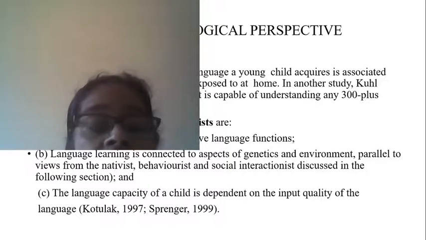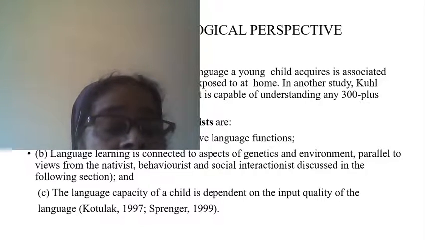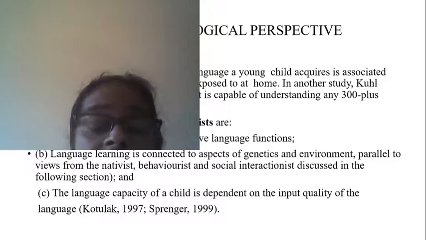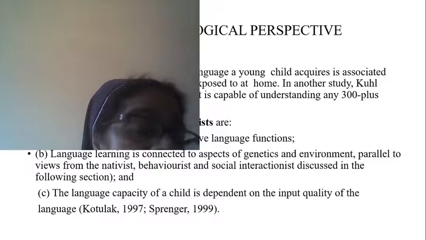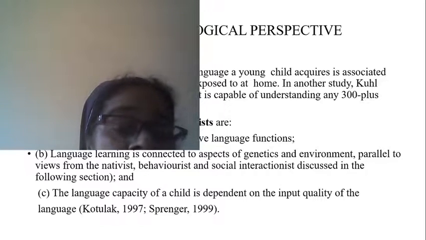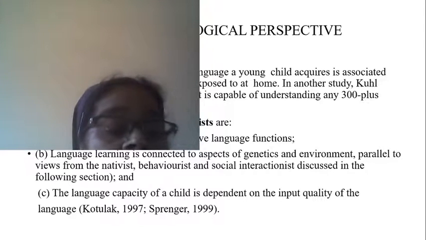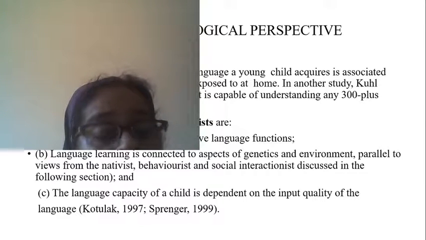In another study, Kuhl stated, that is in 1993, that the brain of an infant is capable of understanding any 300 plus languages. So the child has the capacity to learn 300 plus languages. Three major findings of neuroscientists are: number one, infants are born with brains that have language functions.